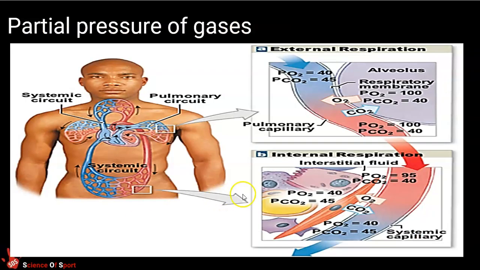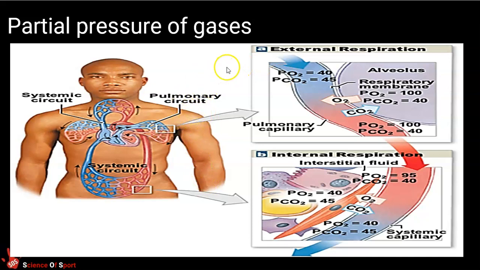Now I suggest that you pause the video and have a really close look at these two diagrams. Remember, this is external respiration at the lungs between the alveolus and the pulmonary capillary. This is internal respiration between the systemic capillary and muscle cells, muscle tissue. What I suggest you do is purely look at the partial pressure values of oxygen first. Go through these and then go through these. And then go back and do the same, but for carbon dioxide. So let's just look at the oxygen values first.